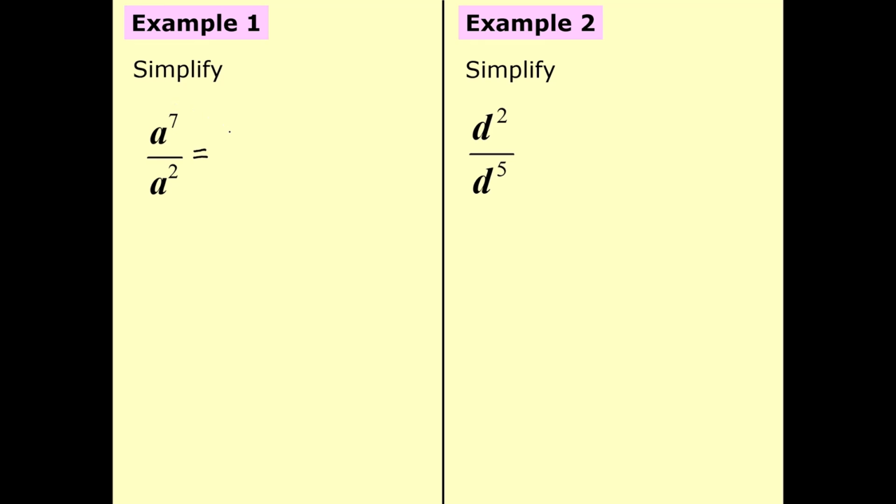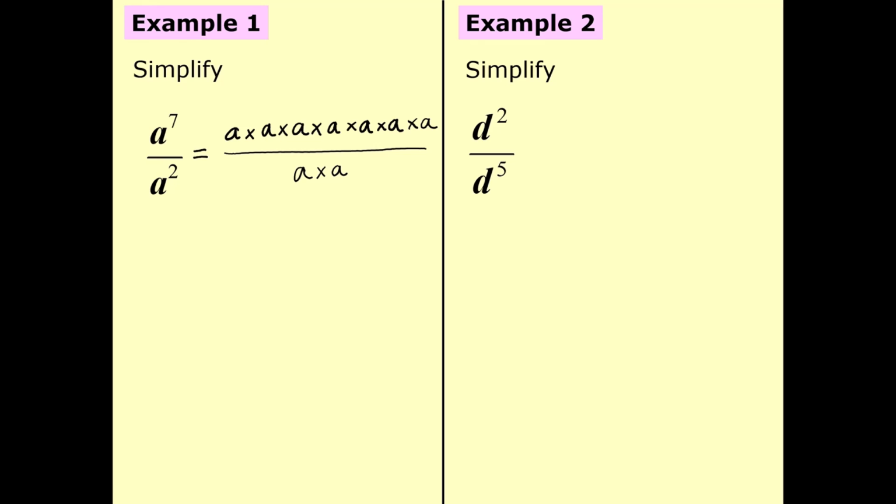So a to the power of 7, that means a times by itself 7 times. So if I write that out 7 times, just about fit that in. So I've got a 7 times, and then a squared is a times a. So I've expanded what each of these terms mean.